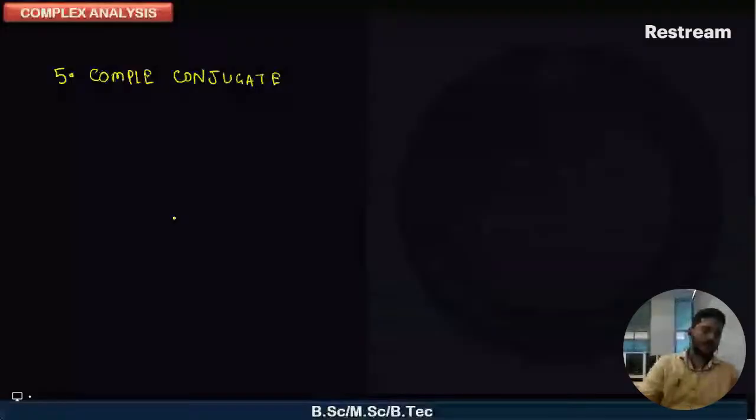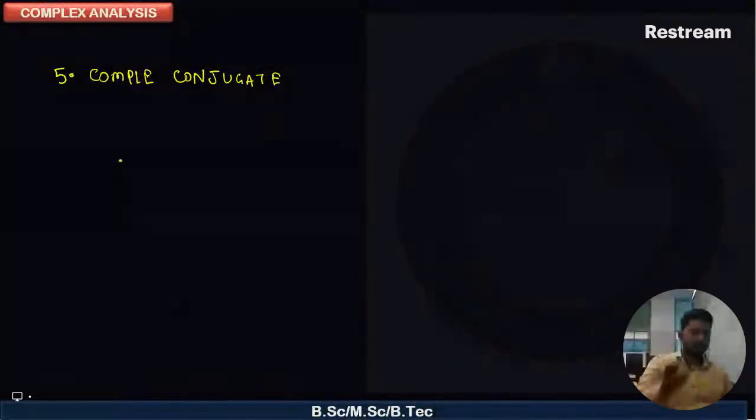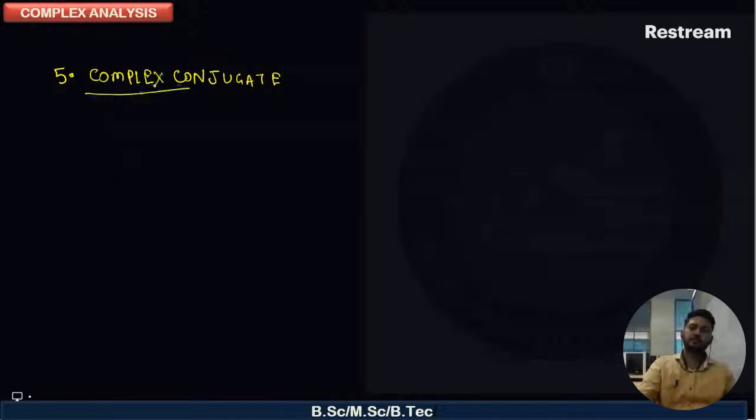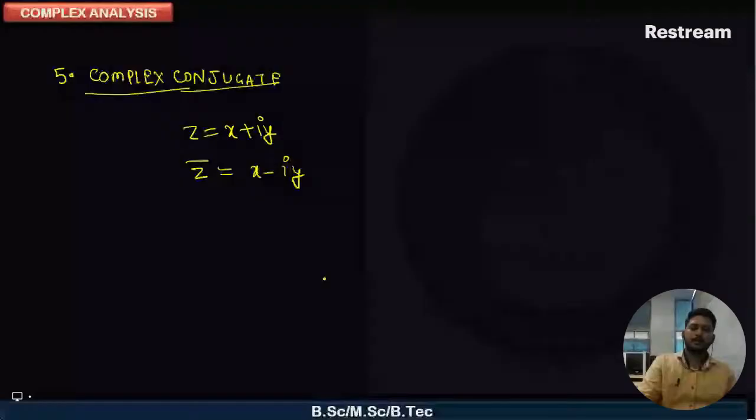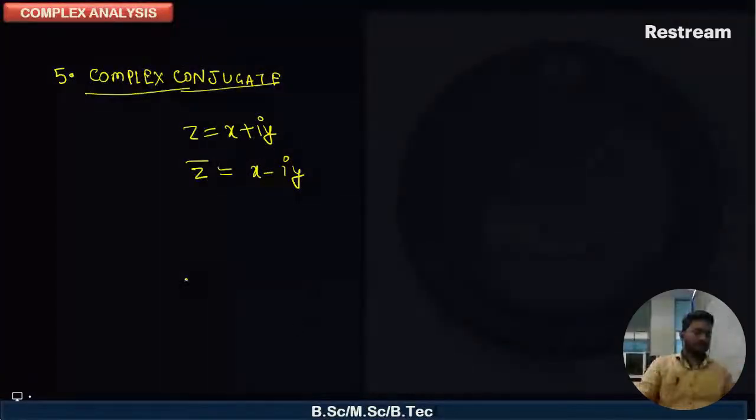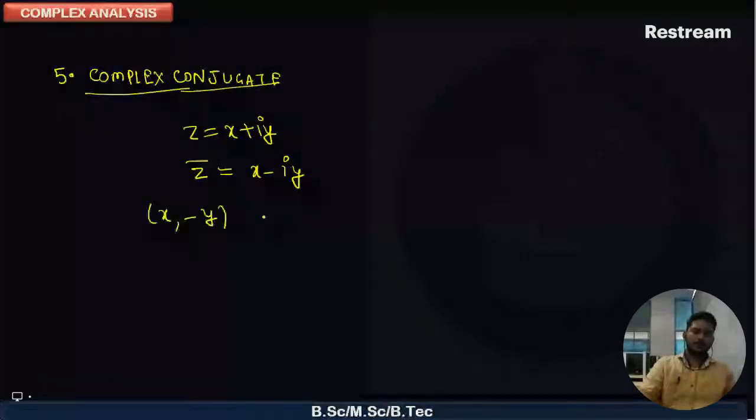Conjugates. The complex conjugate is only the conjugate of a complex number. When z is equal to x plus iota y, its conjugate is nothing but x minus iota y. The conjugate is the reflection about the real axis.